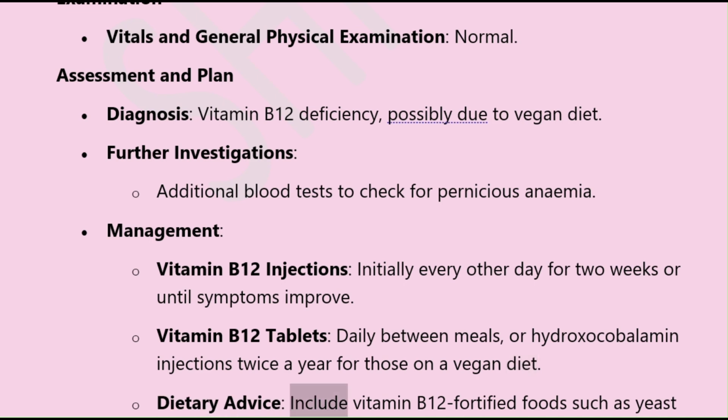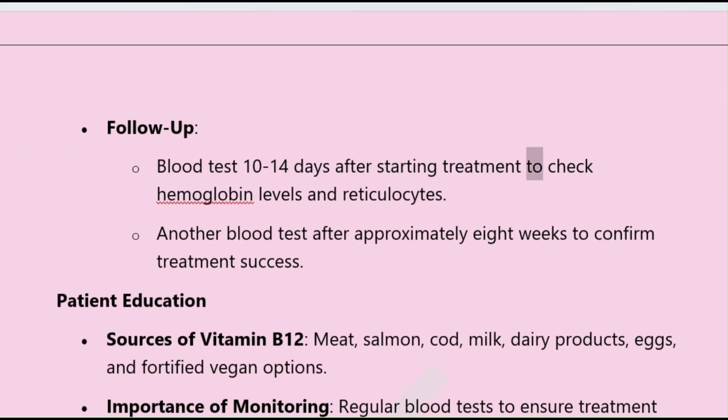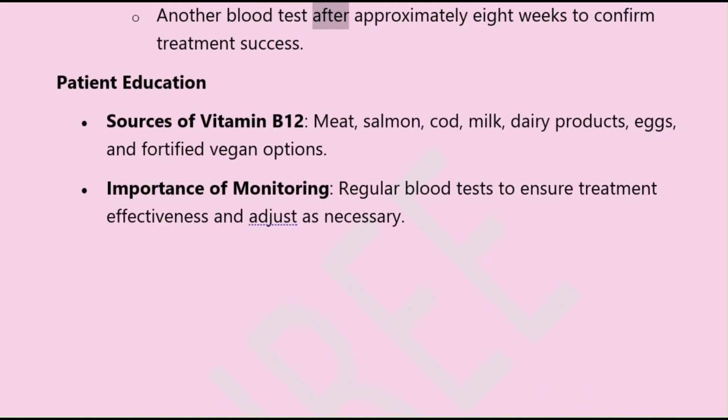Dietary advice includes vitamin B12 fortified foods such as yeast extract, fortified breakfast cereals, and soy products. Follow-up: blood test 10 to 14 days after starting treatment to check hemoglobin levels and reticulocytes. Another blood test after approximately 8 weeks to confirm treatment success.